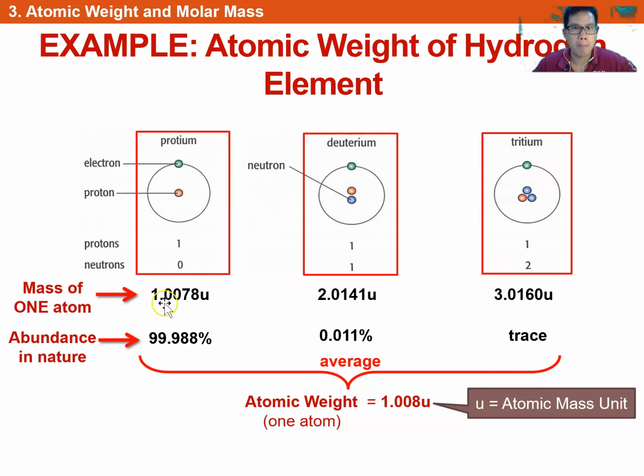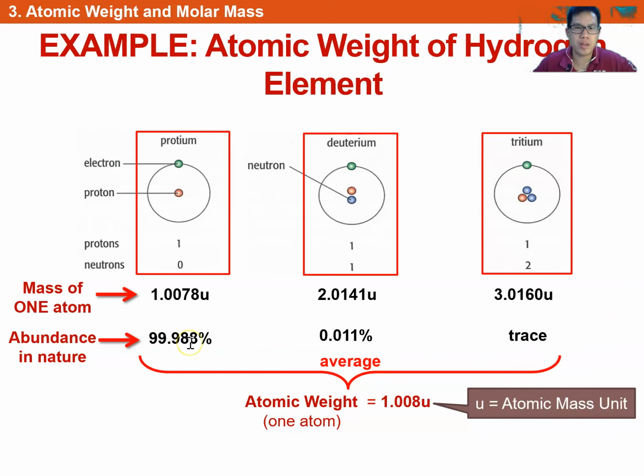Let's look at the abundance, what we call abundance on this earth. 99.988% is going to be the protium, which is one electron, one proton. Over here, the deuterium is 0.011%, and you can neglect this one, no need to worry about it, it's very trace.